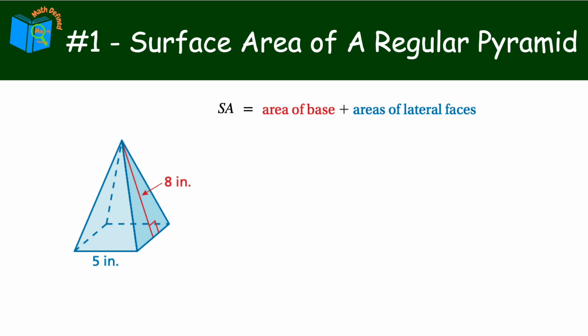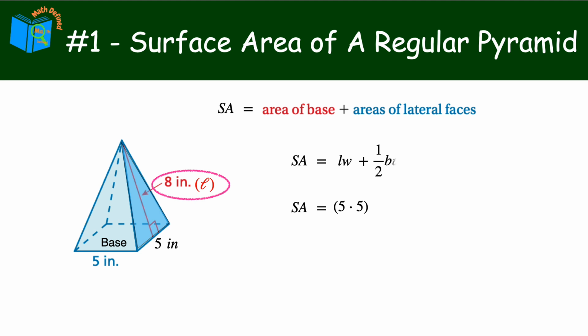This regular pyramid has a square base with dimensions 5 inches by 5 inches. The slant height for each lateral face is 8 inches. First, we'll find the area of the square base by multiplying length times width, 5 times 5. Next, we'll find the areas of the lateral triangular faces by multiplying 1/2 the base times the slant height. But don't forget, we need the areas of all the lateral faces. So since a square has 4 sides, there are 4 lateral faces. So we have 1/2 times 5 times 8 times 4.